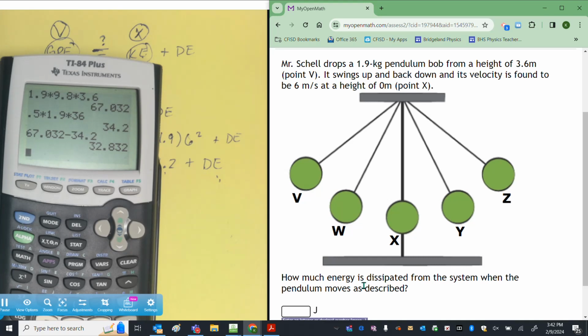If the question had said how much work is done by friction, then yes, you would need to label it as a negative because that work would then indicate that it was lost. But it already indicates that with this word right here, dissipated. So I'm not going to type a negative sign. My answer is just 32.832 joules. Submit.